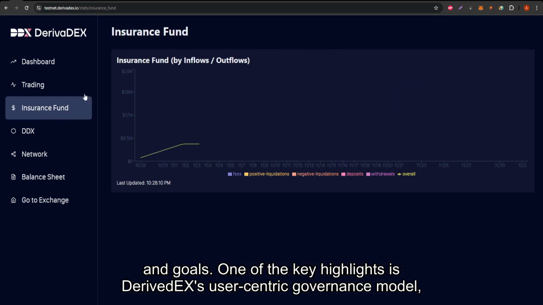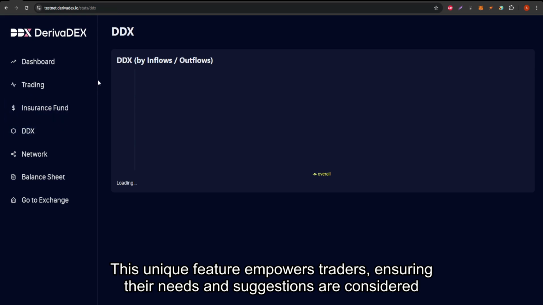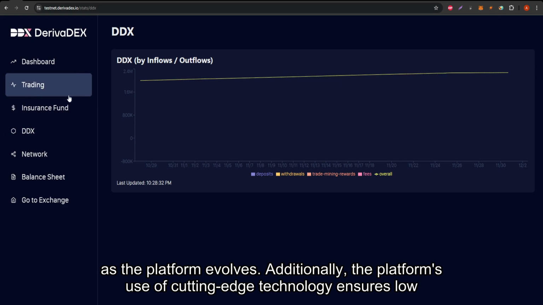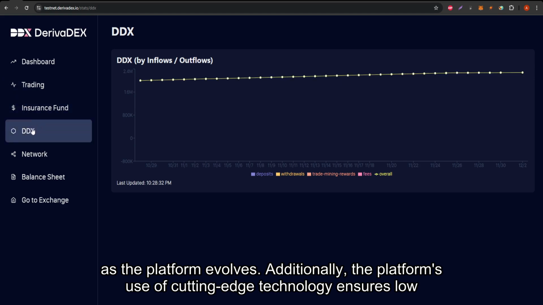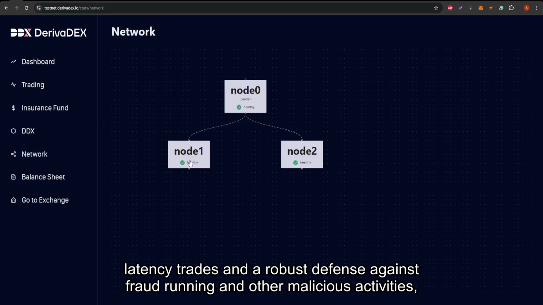One of the key highlights is DerivaDEX's user-centric governance model, which allows users to actively participate in the platform's decision-making processes through voting. This unique feature empowers traders, ensuring their needs and suggestions are considered as the platform evolves. Additionally, the platform's use of cutting-edge technology ensures low-latency trades and a robust defense against front-running and other malicious activities.